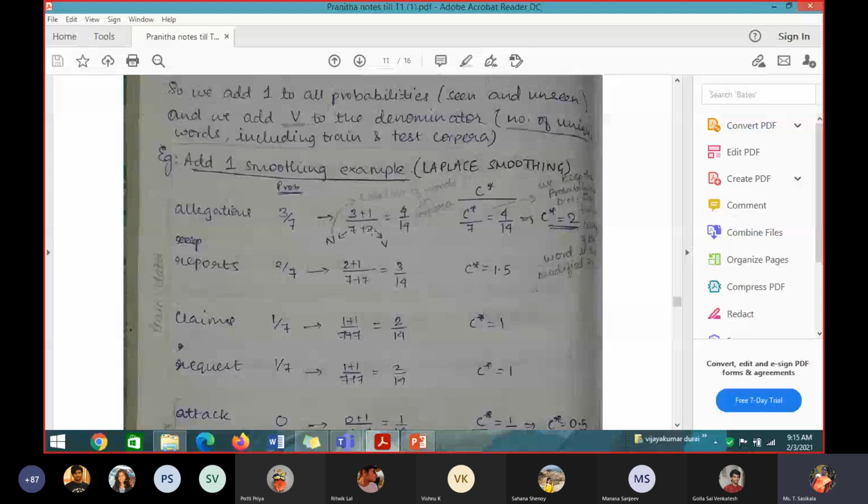KV, right? What is the formula? General formula: C of Wi minus 1 comma Wi plus K divided by C of Wi minus 1 plus K into V. So K is 3. Add K smoothing. This is the K value they have given us, 3. So what is the C star you are getting, the effective bigram? How much are you stealing from there and how much are you giving? How much have you taken? Allegation, C star. C star is 3, ma'am. You are getting 3 for allegation.